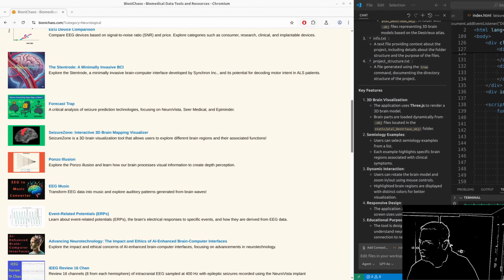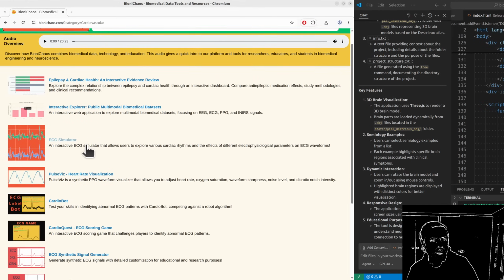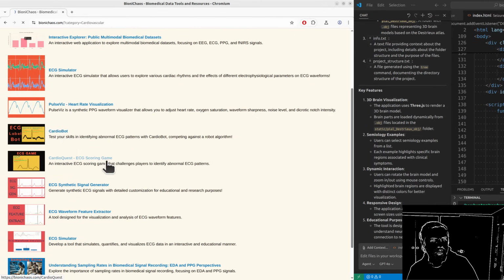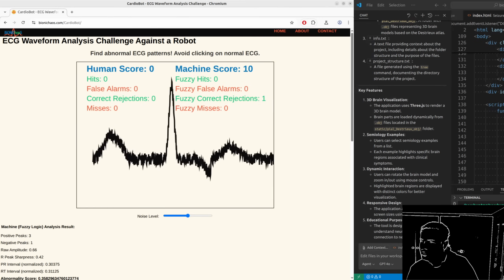Well, what's really neat is how they make abstract data feel tangible, instantly, like Cardiobot. Instead of just staring at an ECG waveform, that squiggly line showing heart activity, which doctors use all the time. The heart monitor thing. Exactly. Instead of just looking, you're testing your skill spotting abnormal patterns against a robot algorithm. It turns a serious diagnostic skill into a game, basically. Makes it stick. That is clever.